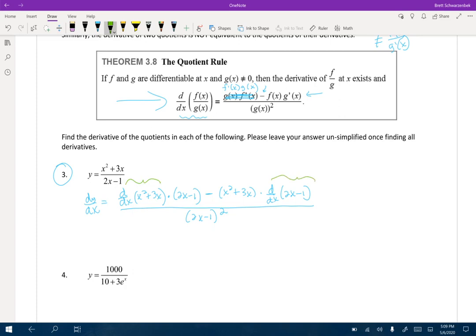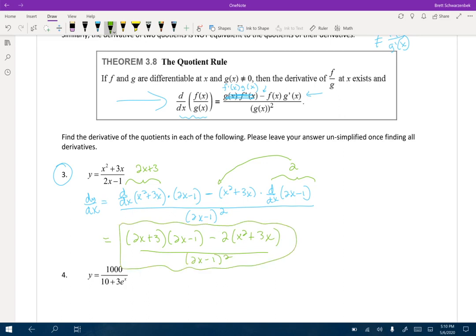So the derivative of x squared plus 3x is 2x plus 3. The derivative of 2x minus 1 is 2. So all you have to do next is write it out. So 2x plus 3 times 2x minus 1 minus this 2, clearly, we wouldn't write x squared plus 3x times 2. We would write 2 times x squared plus 3x, all over 2x minus 1, quantity squared. So I am okay with you just circling or boxing that as your answer. You do not need to keep on going.